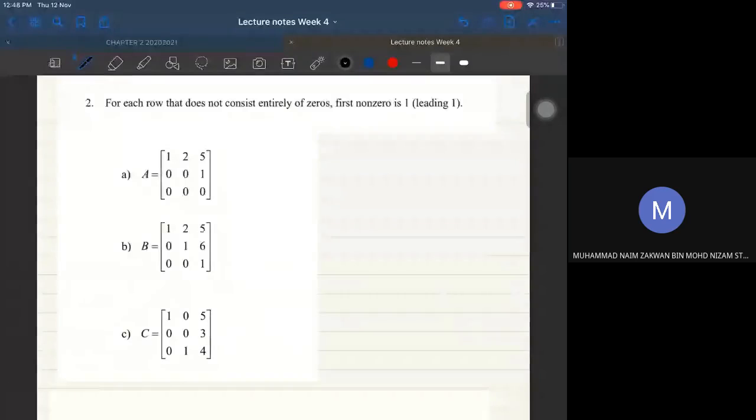For each row that does not consist all 0, the first non-zero is 1. Untuk row yang bukan semua 0, nombor pertama dia mesti 1. Nombor pertama dia selepas 0 ataupun nombor pertama dia mesti 1. Okay. So, dalam kes ni, for A, is this REF?